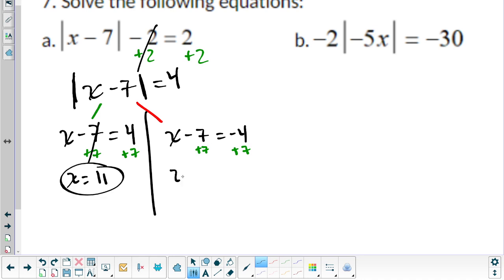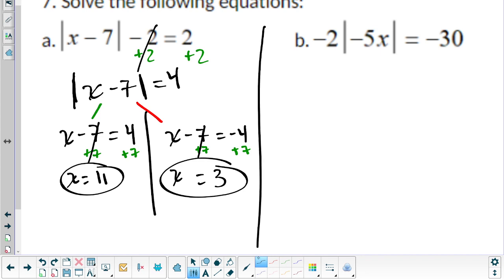And then this one, x, these 7s cancel, but negative 4 plus 7 is 3. So I have 2 separate answers for x. Both make this equation true. And those are my 2 final answers, okay? Let's go on to B.